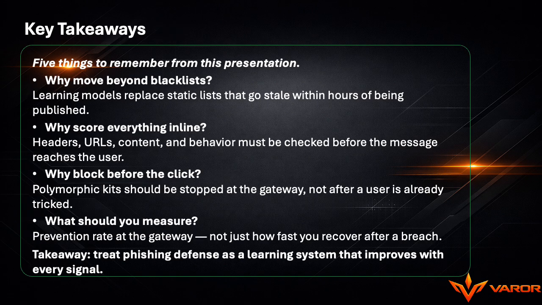Key takeaways. Five things to remember from this presentation. Why move beyond blacklists? Learning models replace static lists that go stale within hours of being published. Why score everything inline? Headers, URLs, content, and behavior must be checked before the message reaches the user. Why block before the click? Polymorphic kits should be stopped at the gateway, not after a user is already tricked. What should you measure? Prevention rate at the gateway, not just how fast you recover after a breach. Takeaway: treat phishing defense as a learning system that improves with every signal.